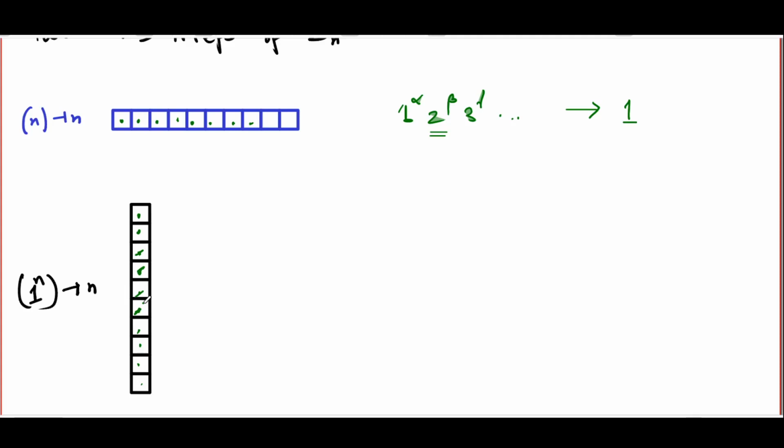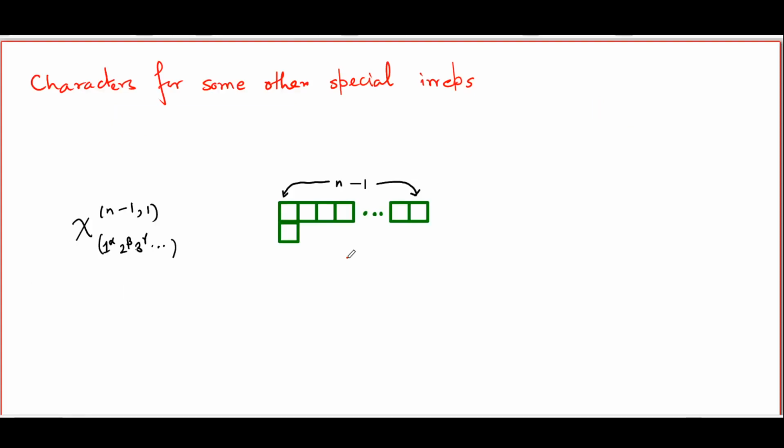Let us now move on to some slightly more complicated partitions than this. The first of these irreps that I am going to consider corresponds to the partition n-1 plus 1 equals n. So, the corresponding Young diagram will have n-1 blocks in the first row and 1 block in the second row. The question is, if you consider a class corresponding to cycle structure 1 to the alpha, 2 to the beta, 3 to the gamma, and so on, can we figure out the character corresponding to that class for this irrep using the graphical method? It turns out to be rather easy to do this.